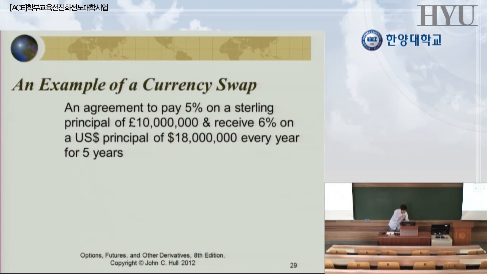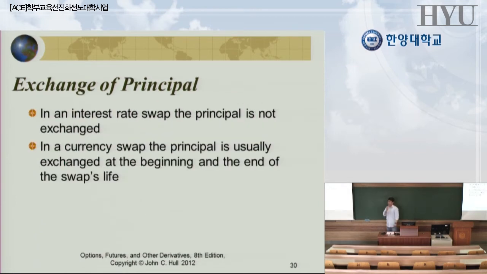So far I have explained interest rate swaps, and another method of swapping is by currency, so a currency swap. Again, this is an example. Let's say there's an agreement to pay a 5% fixed rate on a sterling principal of 10 million pounds, in exchange for 6% on a US dollar principal of $18 million every year for 5 years. Previously, for interest rate swaps, they don't exchange the principal. But for the currency swap, they actually exchange the principal at the beginning and at the end of the swap's life.